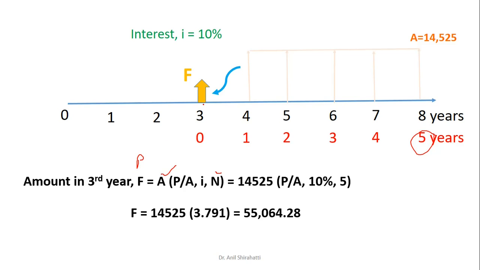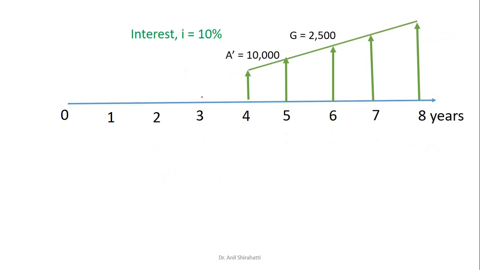Now why interest? Actually this is a P only, at the third position, but when I am doing it with respect to 0, this P is converted into F, because it is a future value. What I have done till now is convert the gradient series to an annuity series, and then I was able to find a future value F, which is around 55,000, and that value I have to move to the 0th position.